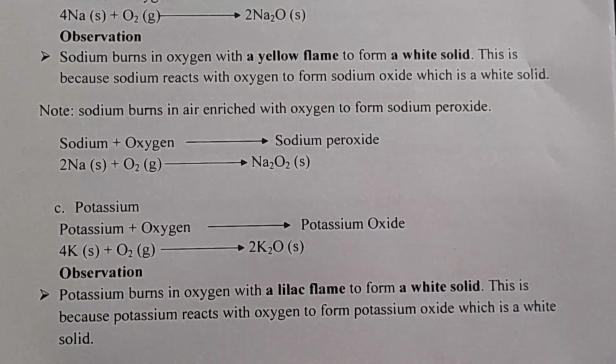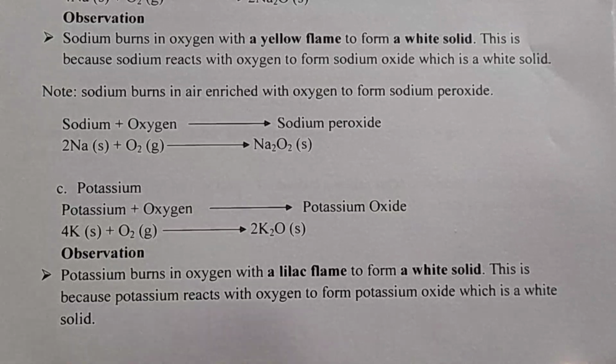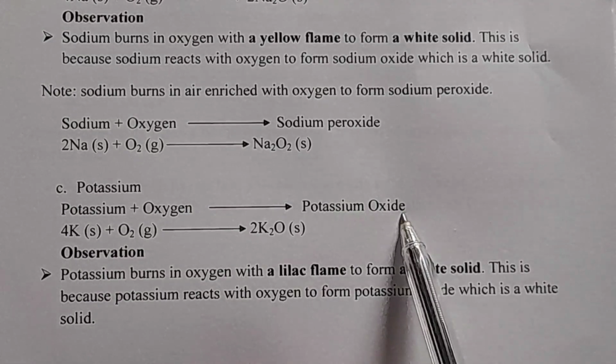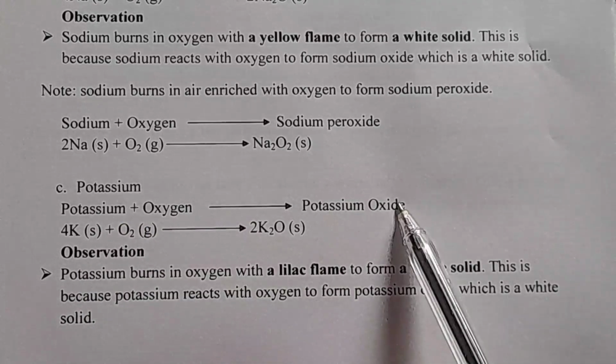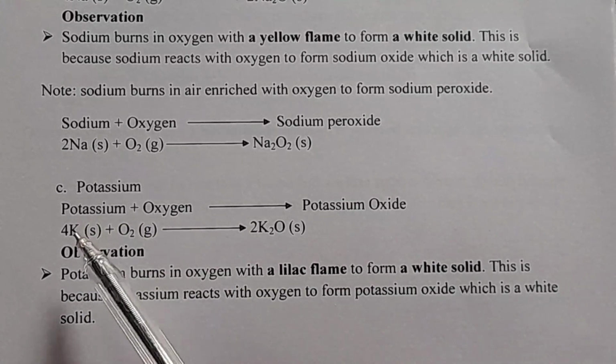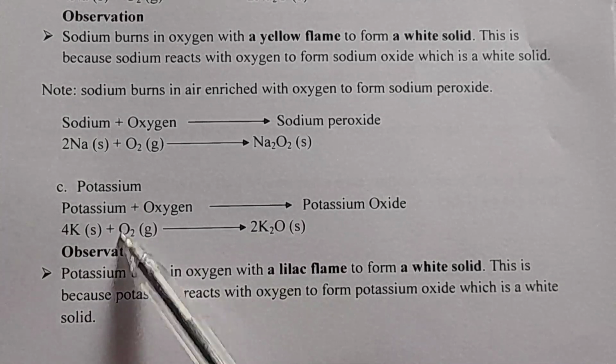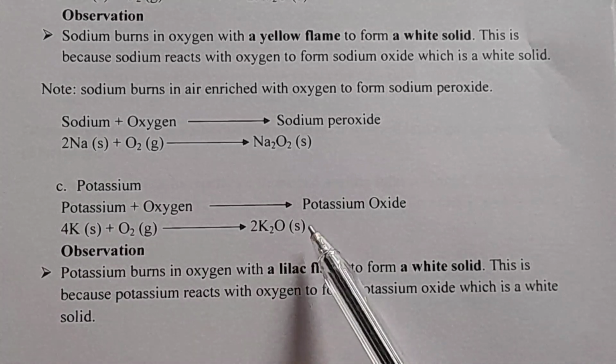So next we go for potassium. So it will be the same again. Potassium will react with oxygen to get potassium oxide because metal plus oxygen, we get metal oxide. To balance the equation, we are going to have 4 of potassium, plus oxygen gas, we get 2 of potassium oxide, which is solid.